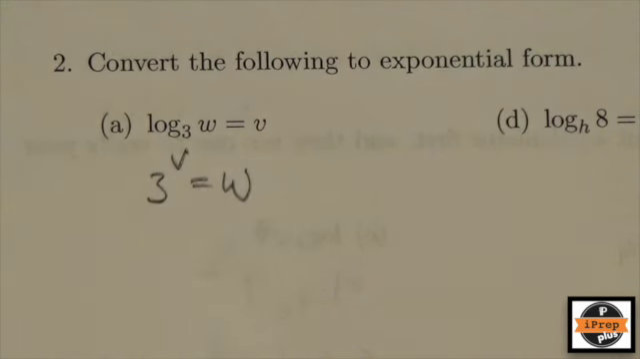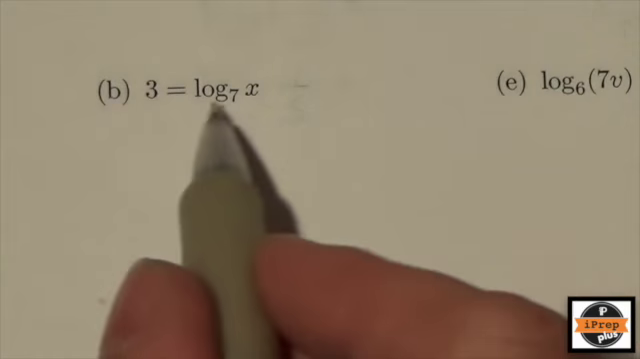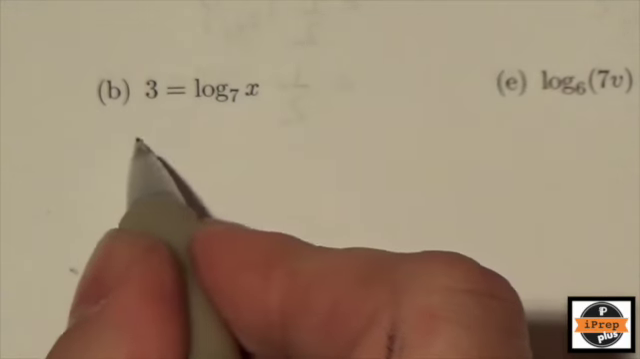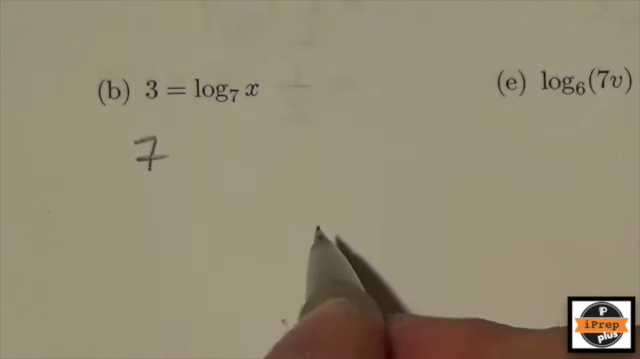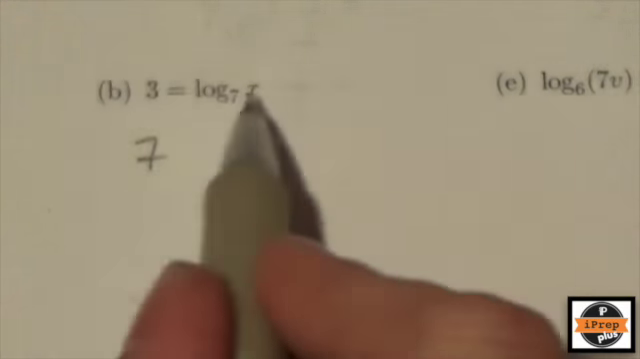So let's take a quick look at b. Okay, this is just written in the reverse form here. The base of the logarithm is the base of the corresponding power. A logarithm is an exponent, so this becomes 7 cubed is equal to the argument x. Now we could evaluate what 7 cubed is, but that's okay. The issue right now is just converting it to the other form.